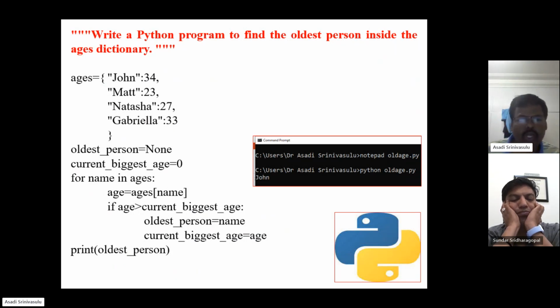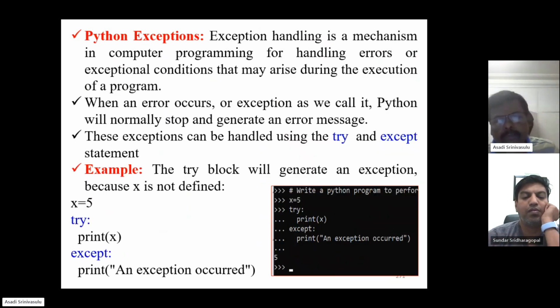So it will print John is the highest age of remaining all by using class concept. Then exceptions. Exception handling is a mechanism in computer programming like C, C++, Java and Python for handling errors or exceptional conditions that may arise during the execution of a program. Exceptions are also the same as errors, but during runtime we get those exceptions.